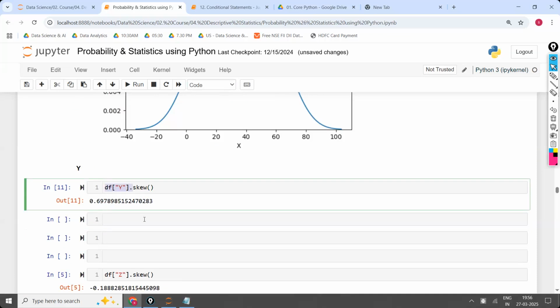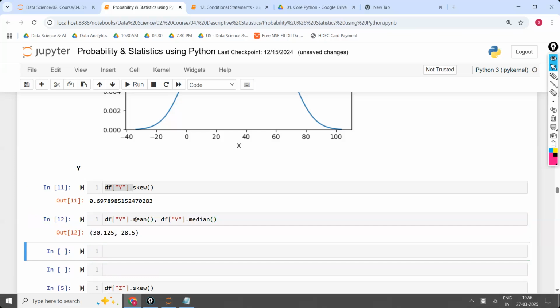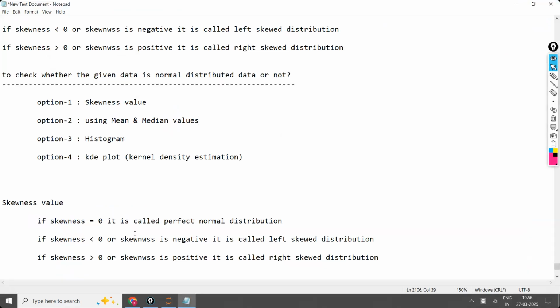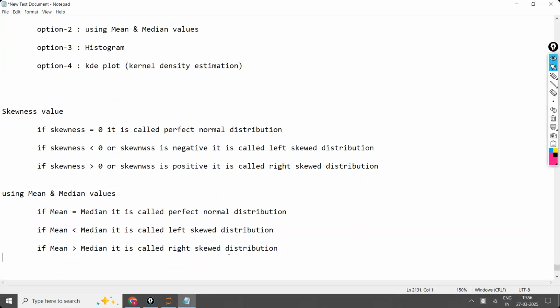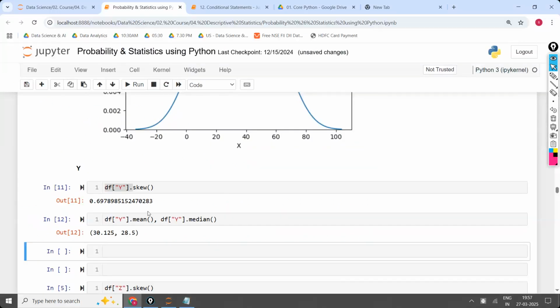So I'm going to calculate the mean value along with the median value. What are the mean and median? Mean value is 30.125, median is 28.5. And which one is highest, mean or median? Mean. When mean is greater than median, what type of distribution is it called? Right skewed. From the skewness also it is saying it is right skewed. From this one also it is saying it is right skewed. Both are giving the same answer or different answer?